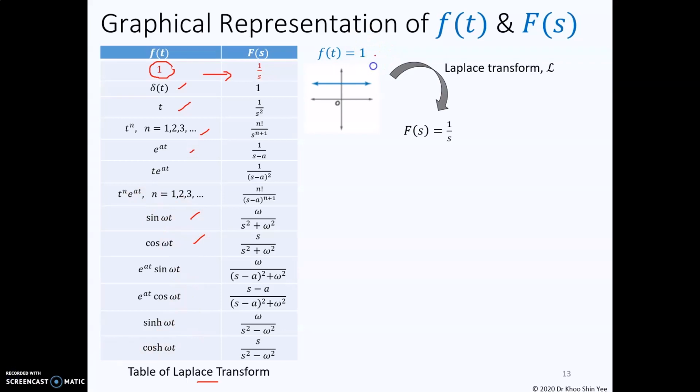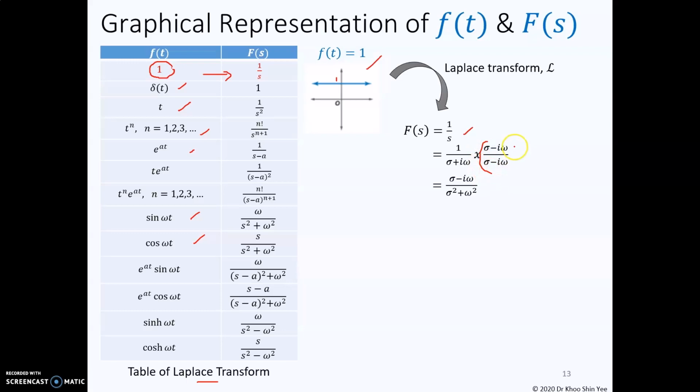In this example, we will look at f(t) equal to 1. So you have a constant 1. And then when you take the Laplace transform, you get F(s) equal to 1 over s. And we know that s is equal to sigma plus j omega.